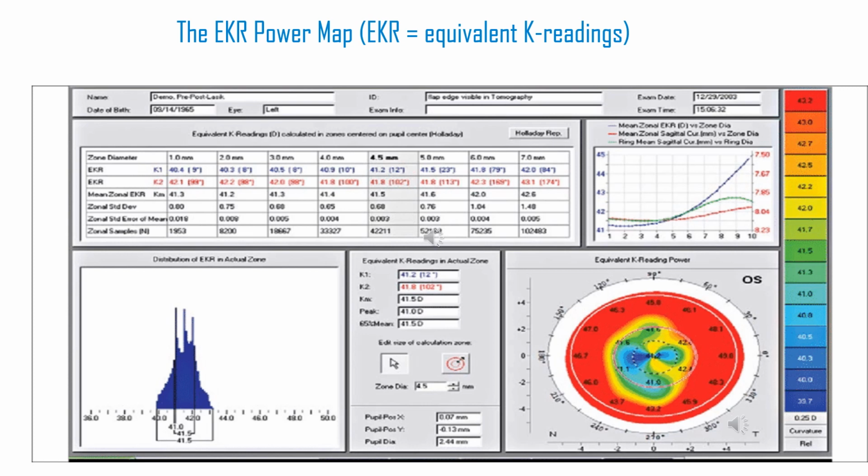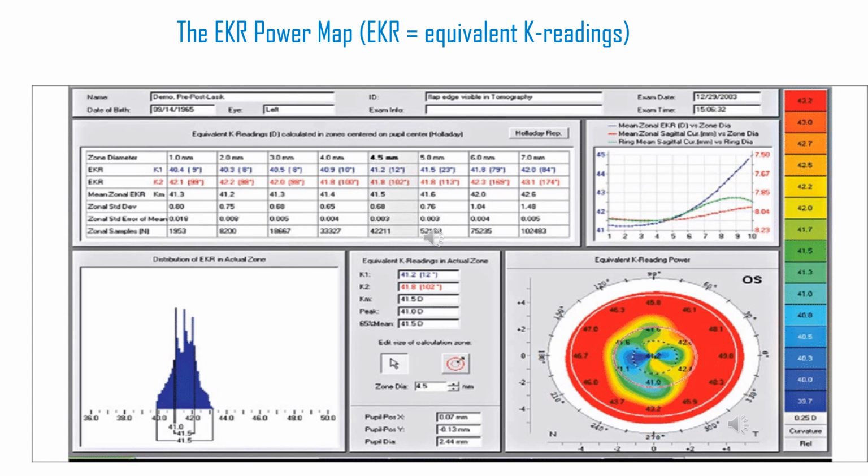Now, this is the output page of the EKR, the equivalent K readings. It is also called the EKR 65 map. As we were discussing, the central 1 millimeter is the most important because that is where you have the flattest portion in myopic Lasik patients. So you get the readings in 1 millimeter, 2 millimeters, 3 millimeters, 4 millimeters, and so forth. But the 4.5 millimeters is highlighted because that is basically the 65%, the EKR 65. So that is basically the average.